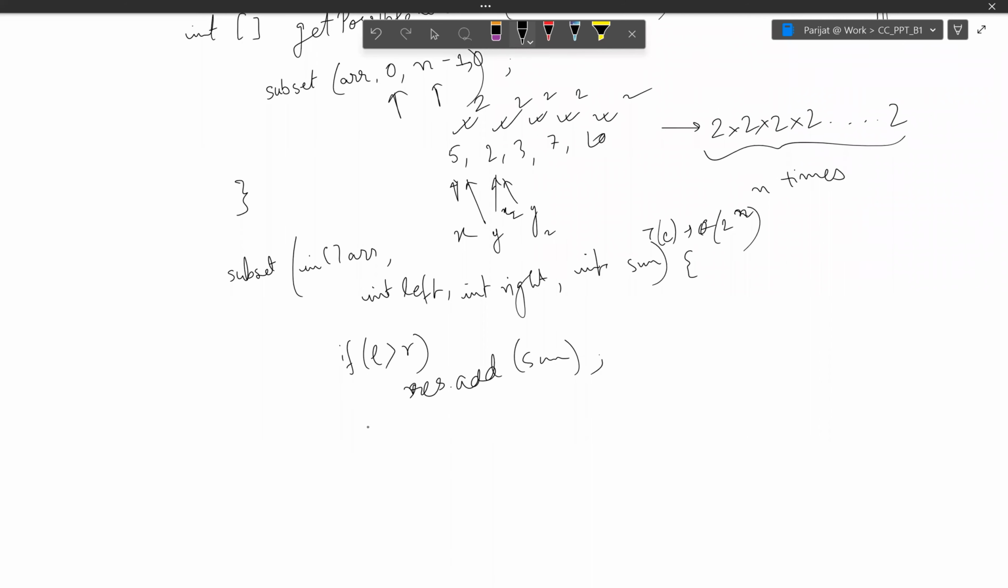So there is no other way we can make that subset. That subset is done. Otherwise, what will you do? We will do those two conditions that we said, right? We said that we will take the element or we will not take the element, right? So both the things we have to do. So we will call subset. If I take that element, what will be my parameters? Quickly, can anyone tell? If I include that element, what will be my left and right?